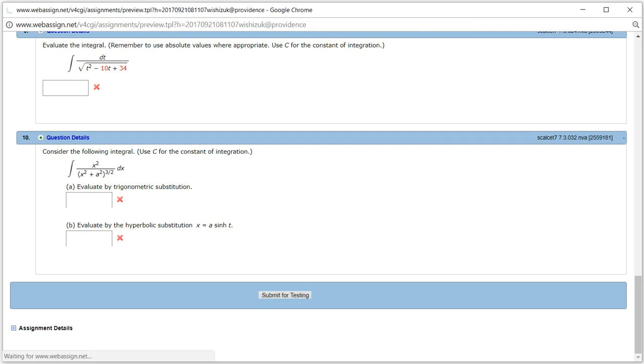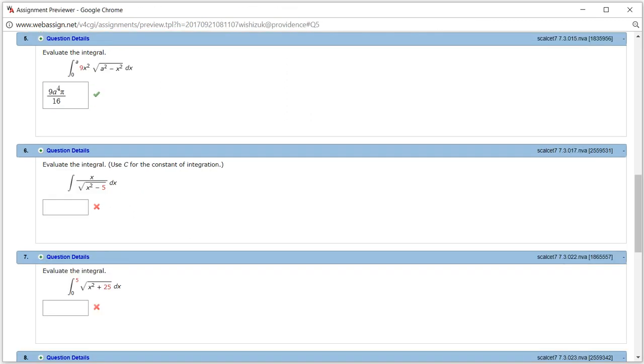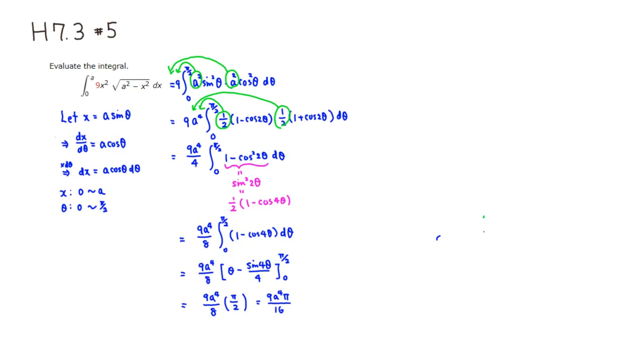Submit for testing. It came back and looks like we got this one correctly. Alright, that's it. I hope that this was clear.